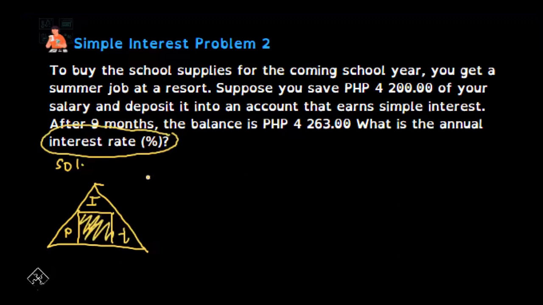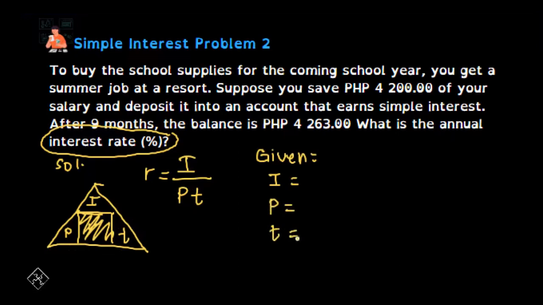So, therefore, we have the formula rate equals I, itong interest na to, over P, which is the principal amount, okay, times T, which is the time. Okay? So, we have interest over P times T. Okay? So, ang sabi dito, meron na tayong mga given. Ano yung mga given dito? May mga given tayo na interest, may given din tayong P, may given din tayong T. Ang nawawala is yung R.